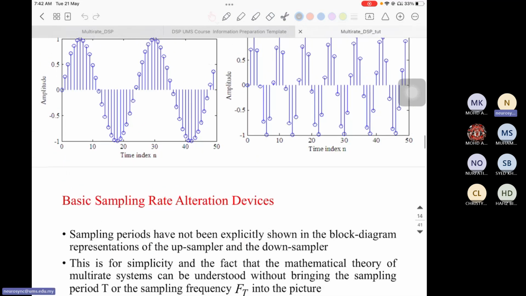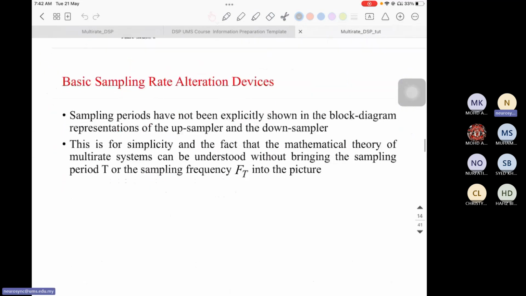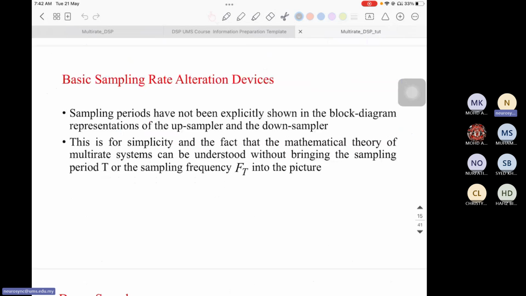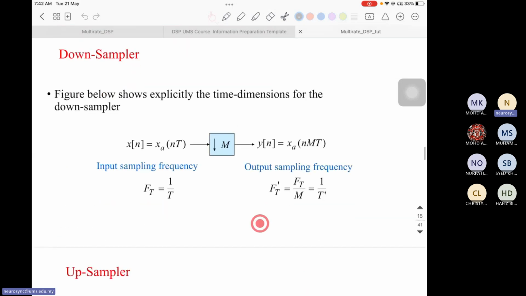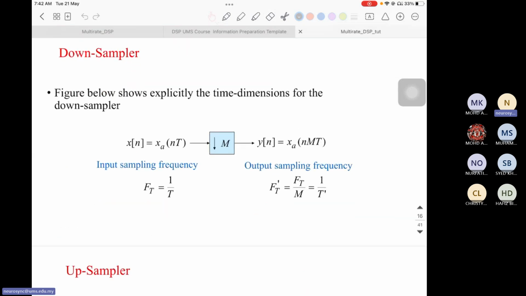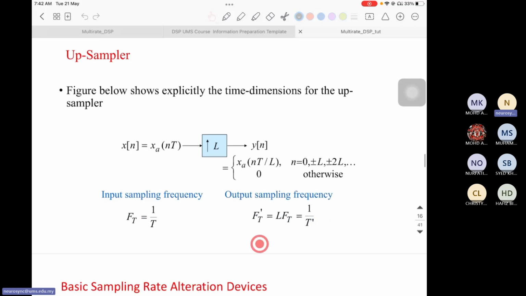So the basic devices used in this multi-rate DSP are the upsampler and downsampler. There is also a zero hold circuit. But basically we will focus on the downsampling and upsampling process only.